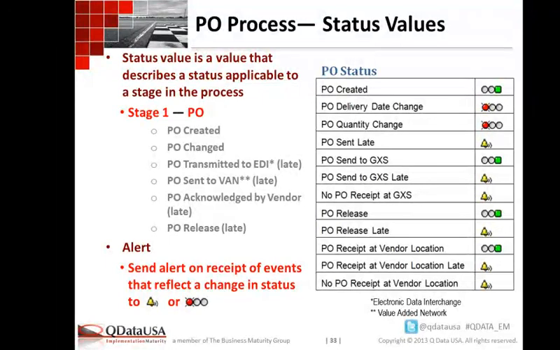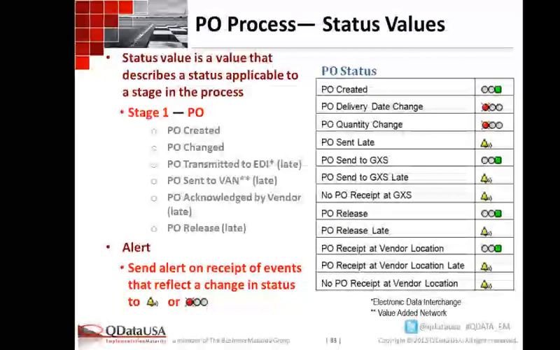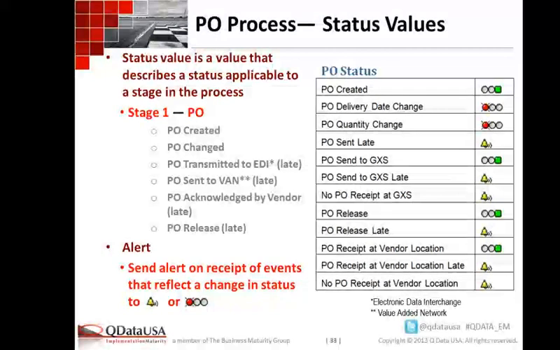Okay, so if we take it on the left-hand side, our stage one, we've got created, we've got PO has changed in any way, so we've changed the delivery or we've changed the quantity. Then we've got PO transmitted to the EDI and the corresponding late one. Then we've got PO sent to the VAN, which is our value-added network, which is the communication between us and our supplier. And we've got PO acknowledged by the vendor, so now they've actually picked it up on their side. And then maybe they were also late on that one, so we can do that. And then the PO has been released.